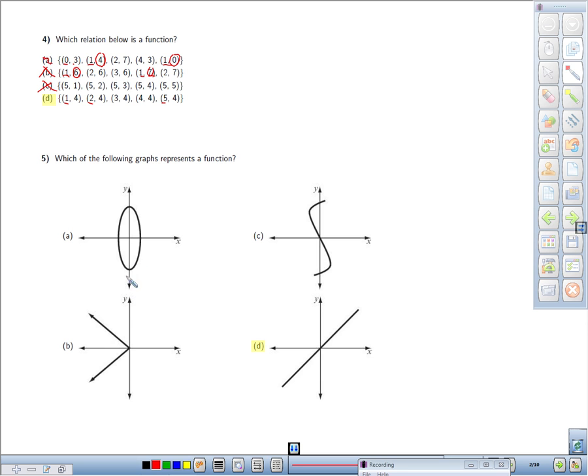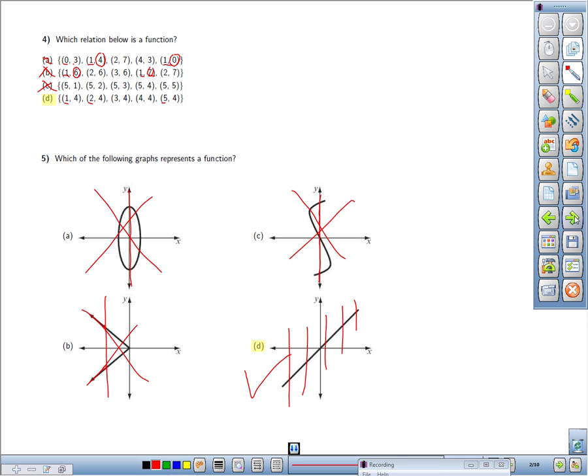All right, number 5, which one represents a function? So again, your vertical line test. Notice with A, vertical line touches in 2 spots, not a function. With B, we can draw a vertical line, touches our graph in 2 spots, not a function. C, same story. In this case, you can touch 3 different points, so definitely not a function. Notice with D, we can draw a vertical line at any spot along the graph and only touch in 1 spot. That's our function. So again, these first few have been relatively easy.